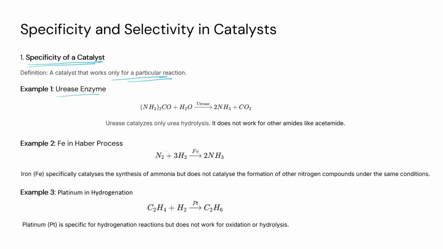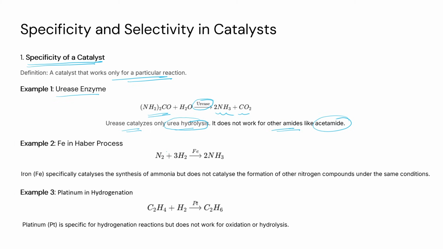Now, you use a urease enzyme for the hydrolysis of urea. What you're going to get is ammonia and carbon dioxide. So urea on hydrolysis in presence of urease as a catalyst is going to give you ammonia and carbon dioxide. Mind well, this particular catalyst will only bring about urea hydrolysis. It will not bring about hydrolysis of any other amide like acetamide. Urease enzyme will not catalyze this reaction. It's going to be very, very specific only for the hydrolysis of urea.